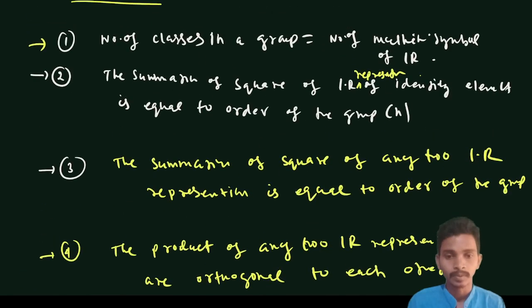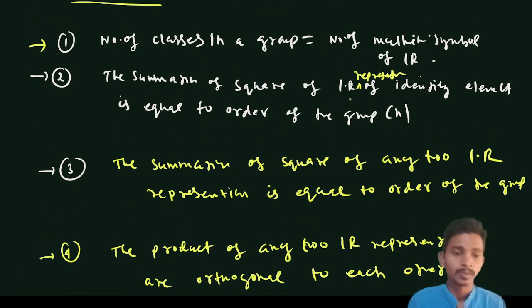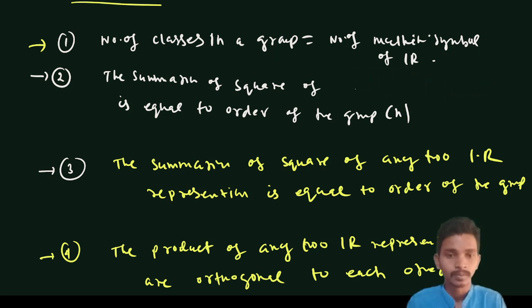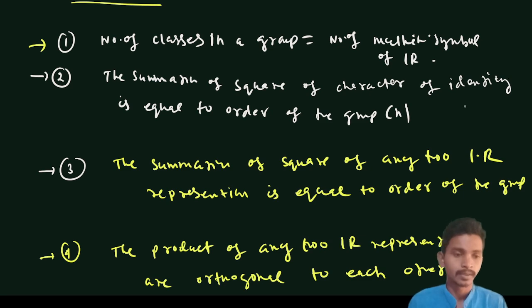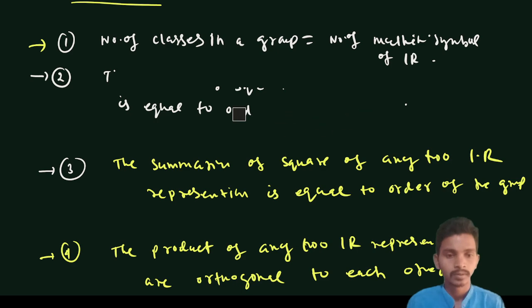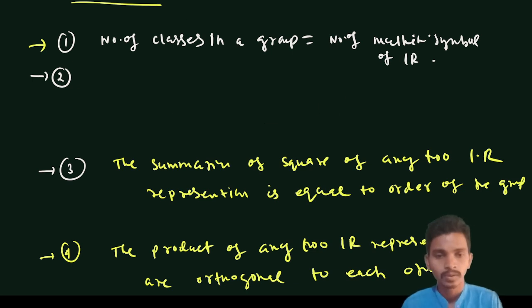And the second postulate says that the character of the identity element is equal to the order of the group. For this C2v, the order will be 2n, where n is 2, so 2 into 2, that is 4. We can say that the summation of the square of the character of the identity element, because previously we don't know about the irreducible representations, so we are actually calculating the irreducible representations.